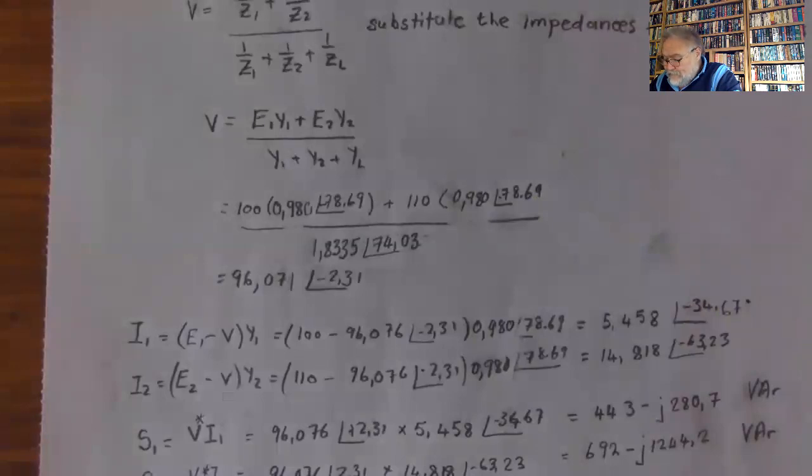Then the complex power S1 is equal to V times the conjugate of I1. That gives us 443 minus j2.807 volt-amperes reactive. And S2 is 692 minus j1244.2.